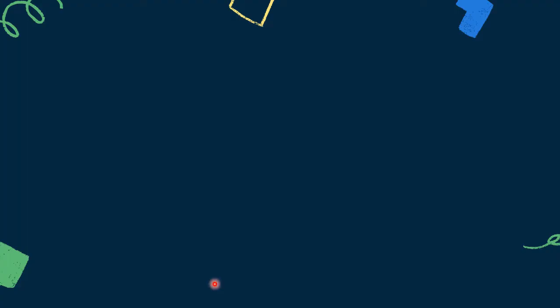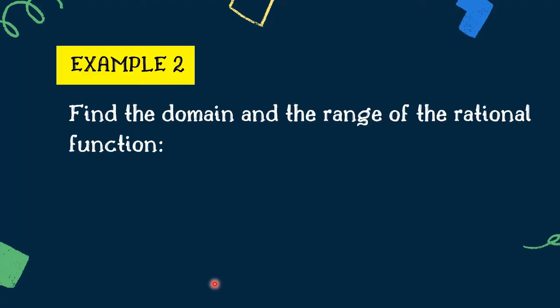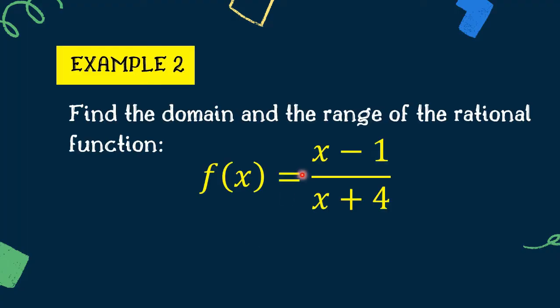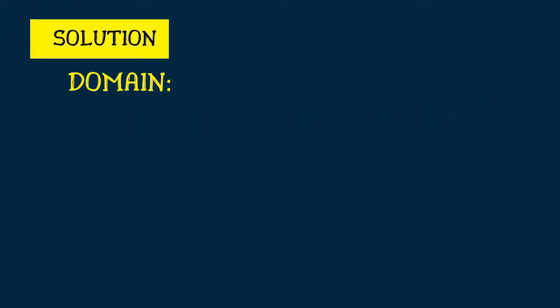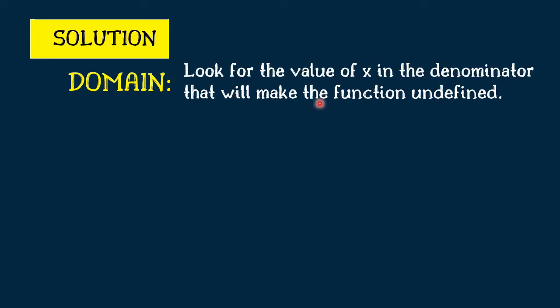Next, we have example number 2. Find the domain and range of the rational function f of x is equal to x minus 1 divided by x plus 4. First, we will look for the domain of the given rational function. So how do we do that? First, we have to look for the value of x in the denominator that will make the function undefined.